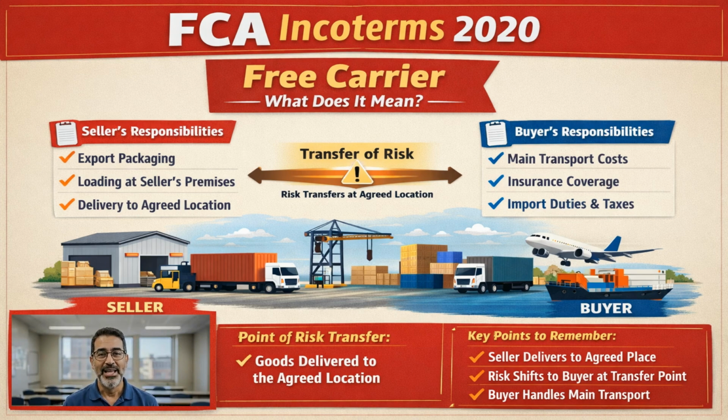Alright, quick recap. FCA equals seller hands goods to buyer's carrier. Two versions: seller's premises or named place. Seller handles export clearance. Buyer handles main transport. Risk transfers at handover. Great for multimodal shipments. If you understand these 5 points, you understand FCA.